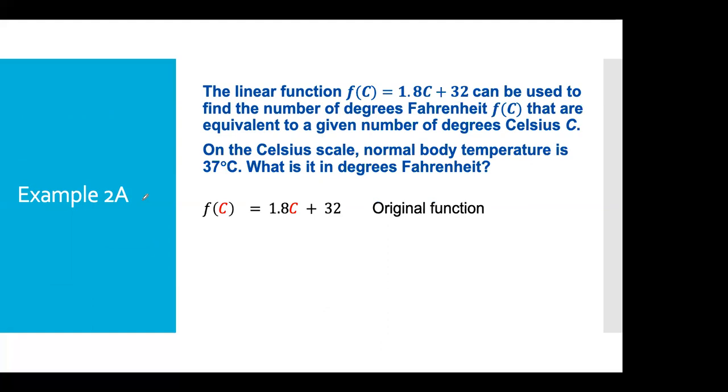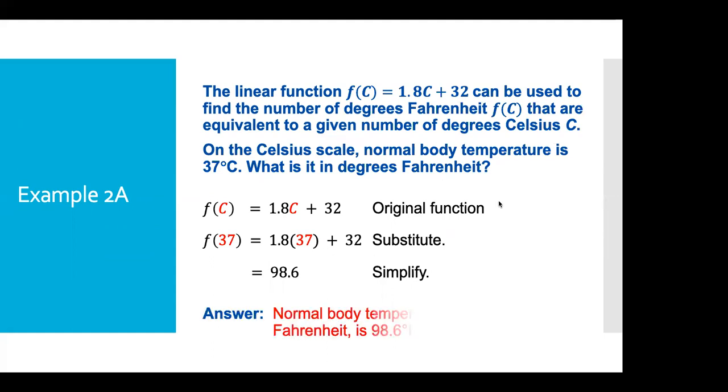We're going to take our c value and substitute that in to get f of 37 equals 1.8 times 37 plus 32. When we simplify that by doing 1.8 times 37 and adding 32, we get 98.6. So the normal body temperature in degrees Fahrenheit is 98.6 degrees Fahrenheit. Do make sure, if they ask for the units of measure, you pay close attention to that.